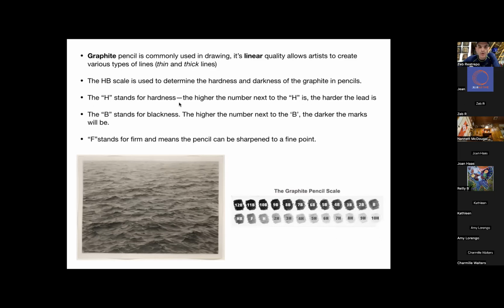The H stands for hardness. So the higher the number next to the H is, the harder the lead is, okay? And B stands for blackness. The higher the number next to B, the darker the marks will be. F stands for firm and means the pencil can be sharpened to a fine point. And you can really just purchase a kit of graphite pencils from anywhere.